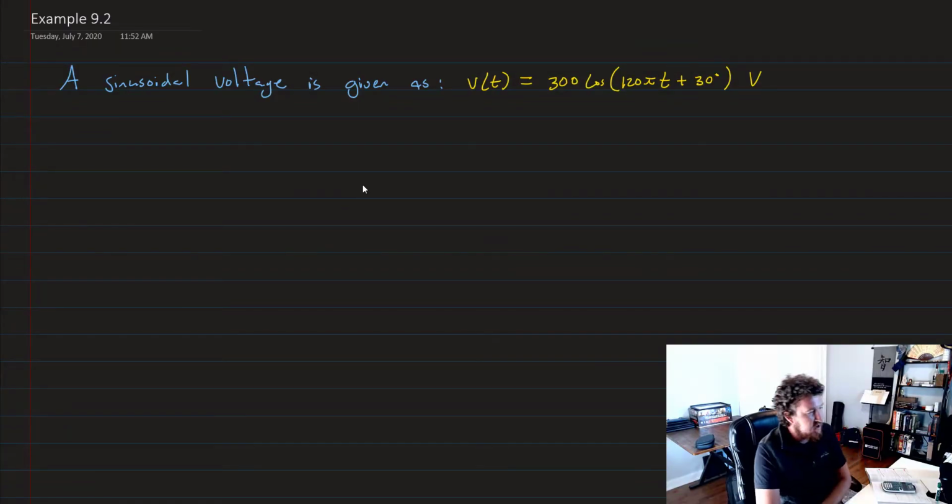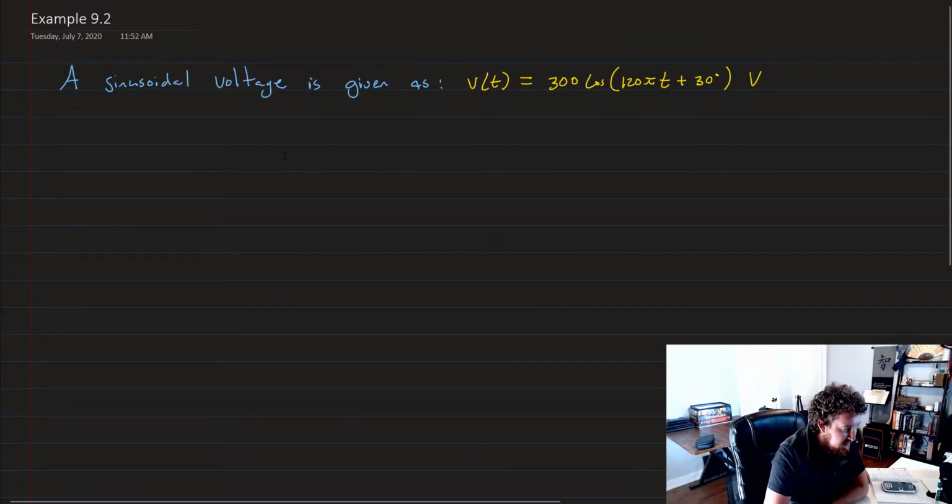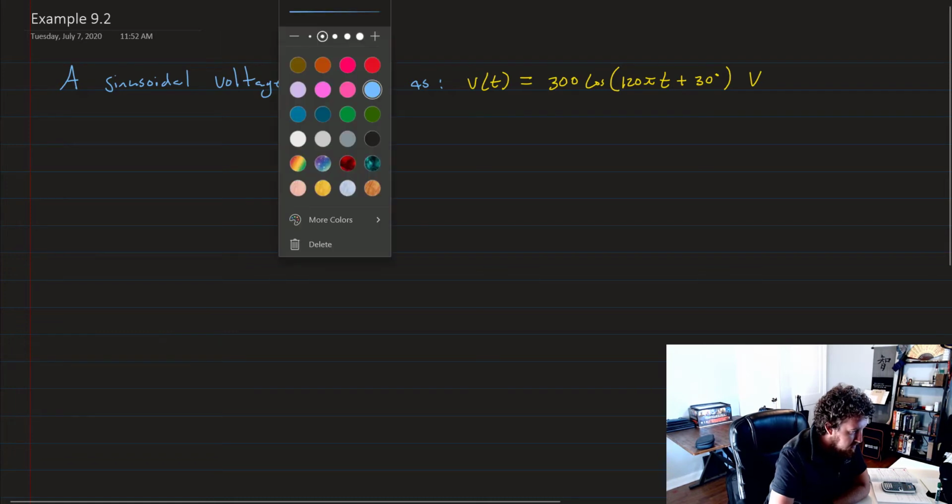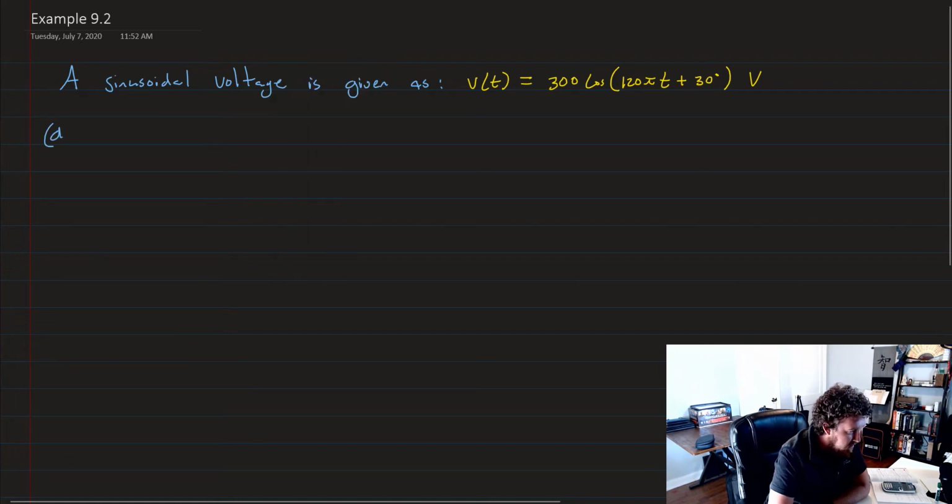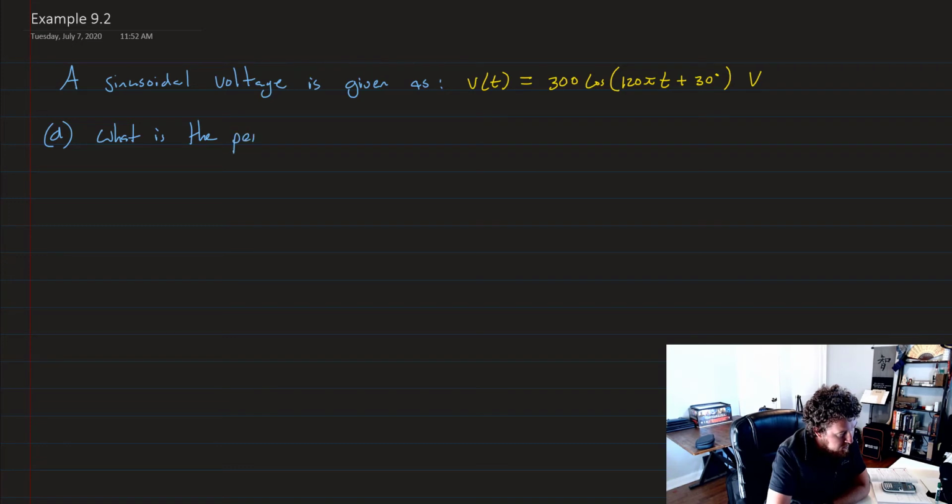In this example, we're given a sinusoidal voltage, v of t equals 300 times the cosine of 120 pi times t plus 30 degrees, given in volts. And then in part A, we're asked, what is the period of the voltage in milliseconds?